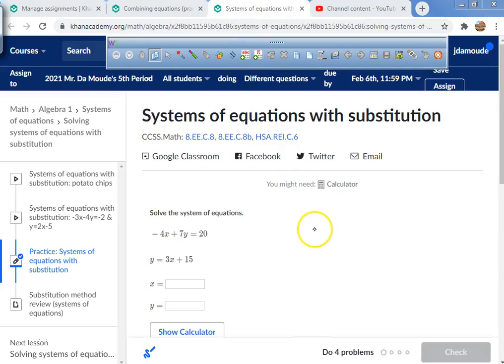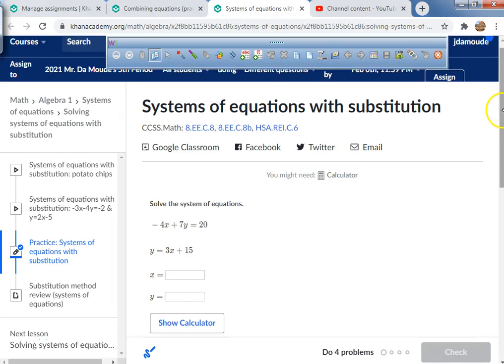All right, all you math minions out there, we're going to be looking at systems of equations with substitution. Substitution is super, super fun.